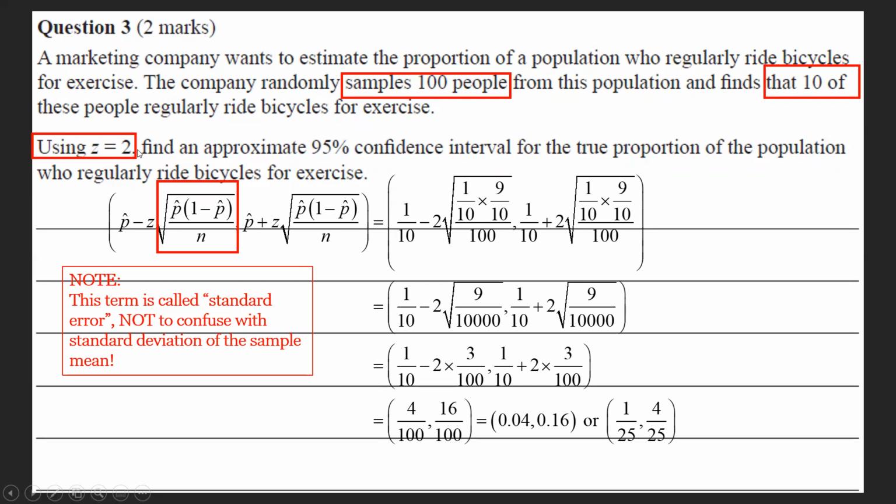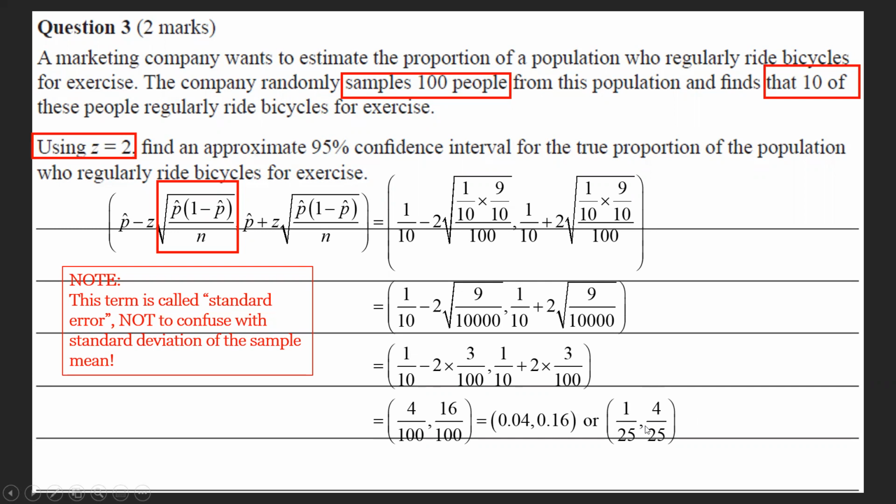Many students will confuse when to use 1.96 and when to use z equals 2. Well, read the question. If the question wants you to use z equals 1.96, the question will explicitly give instructions, or give you something like 'correct to 2 decimal places'. So you will get the answer 0.04, 0.16.